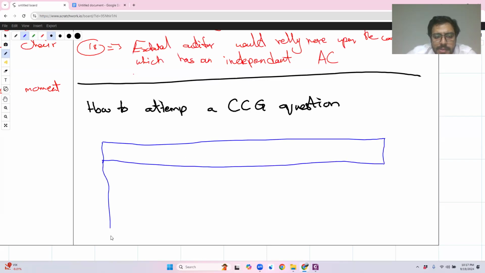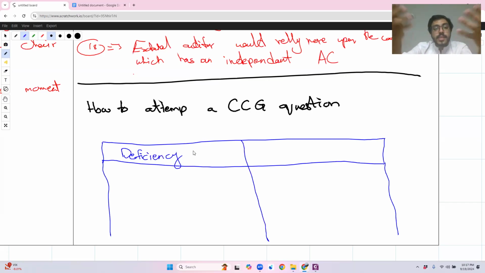On one side of the table, you will always give a heading of deficiency. What is meant by the word deficiency? Deficiency is also known as issue, something that is not correct. It is known as deficiency. You are going to write down deficiency, and on the other hand, you are going to write down recommendation.